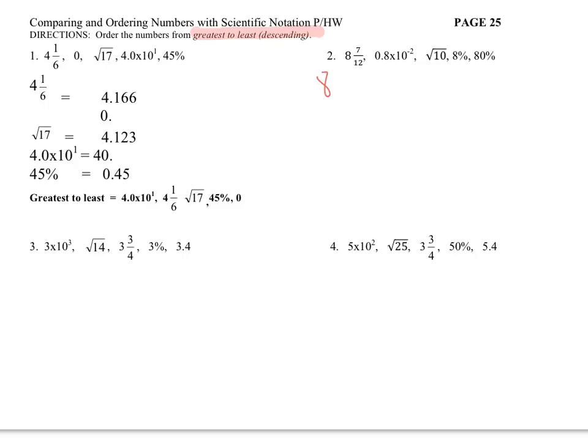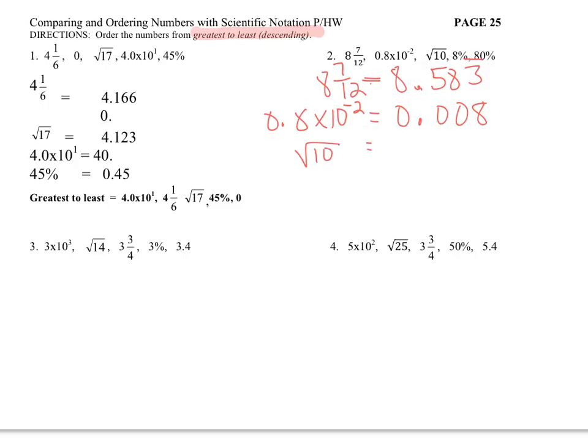So we've got 8 7/12 is equivalent to 8.583, repeating. The scientific notation is equivalent to 0 and 8 thousandths. The square root of 10 is equivalent to approximately 3 and 162 thousandths. 8% is equivalent to 0 and 8 hundredths. And 80% is equivalent to 0 and 80 hundredths or 8 tenths.